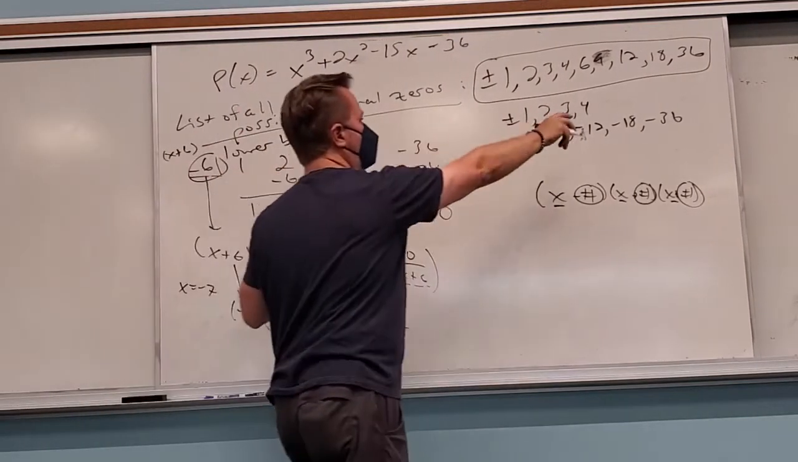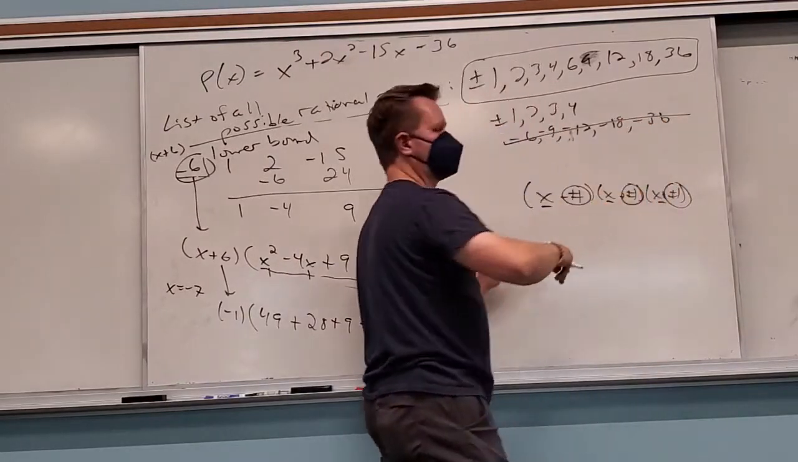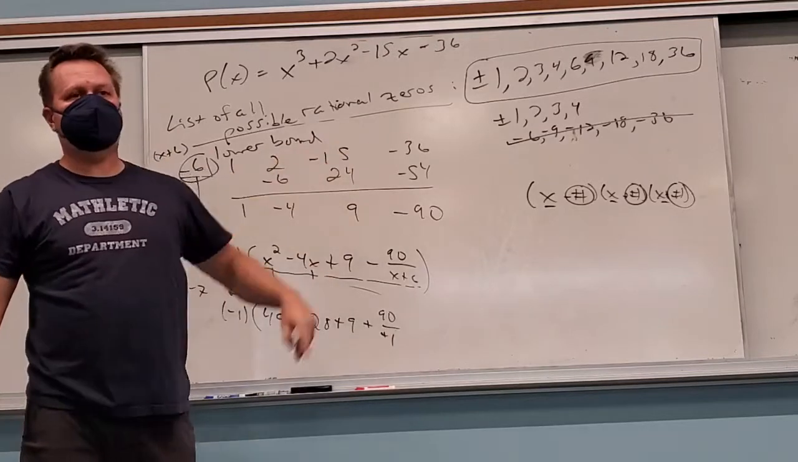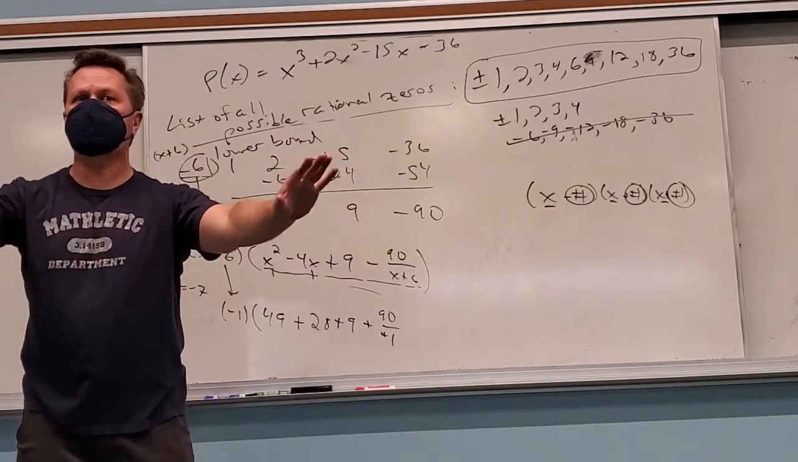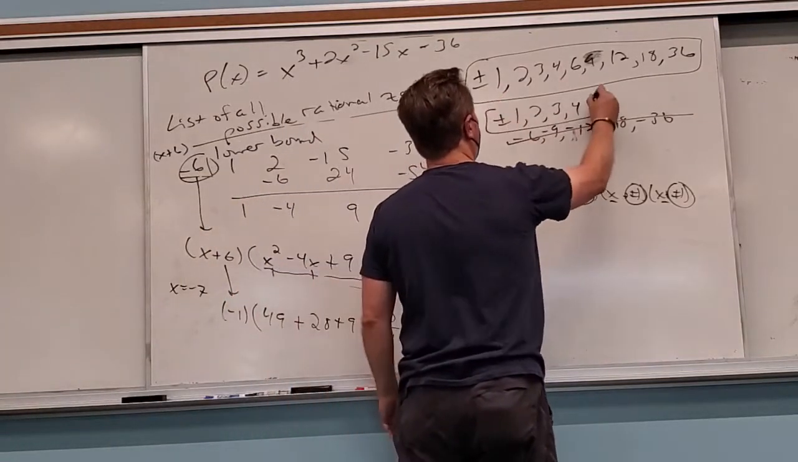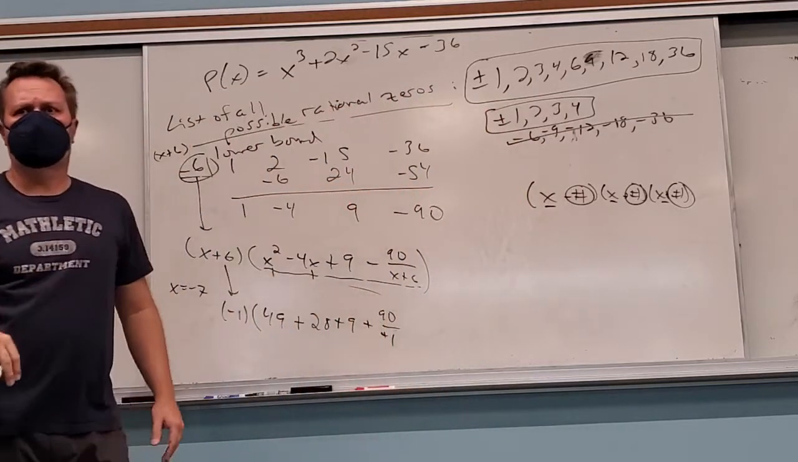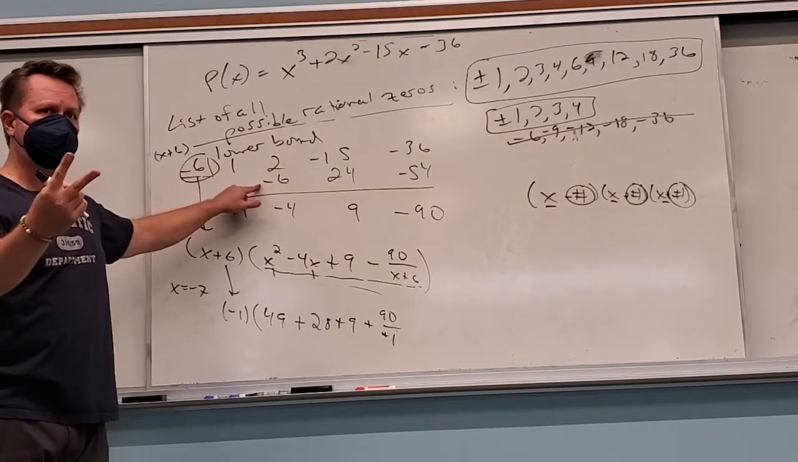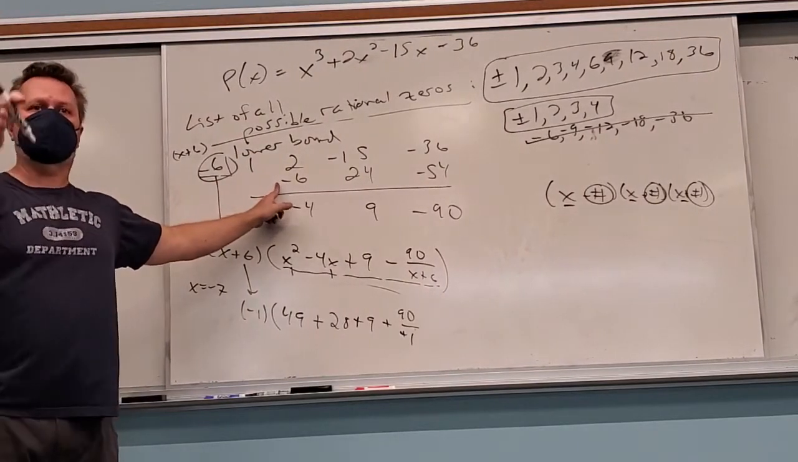So then I can do this. -6 didn't work, and nothing below -6 is going to work. I can throw all those out. How big is my list now? 8. So I started with 16. I did 2 divisions, and I cut my list in half.